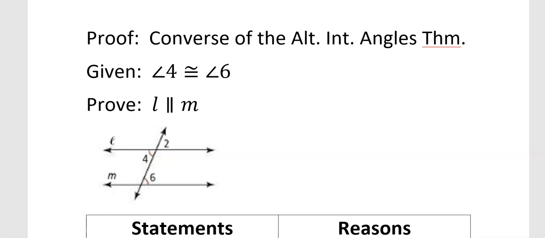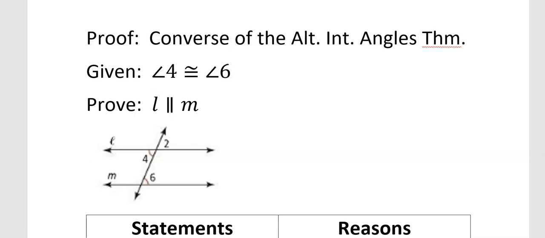So with this one, we are proving the converse of the alternate interior angles theorem. We're given that angle 4 is congruent to angle 6. They do have it marked in the picture. If it's not marked in the picture, you should mark it so that you know kind of what is given. And we want to show that line L is parallel to line M. They have these in italics. If they don't, you should put the little line above it like that. These are in italics, so we can leave them just like they are.